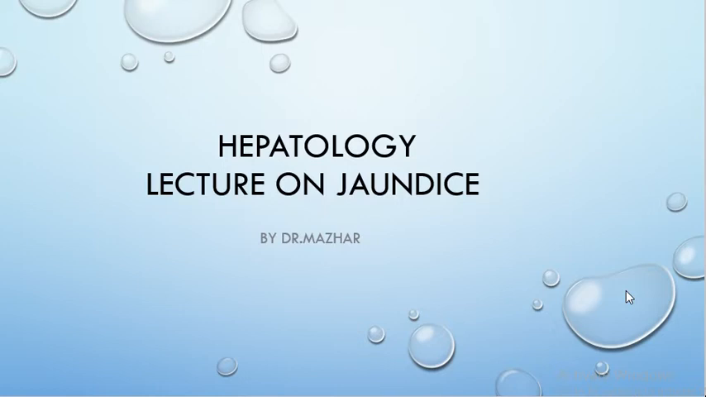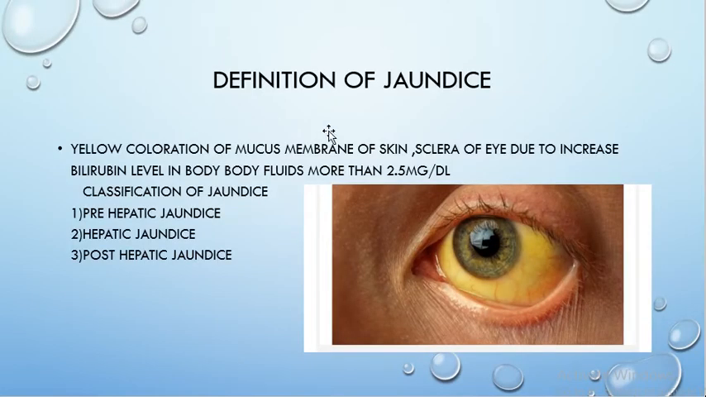So actually, what is jaundice? Today I will talk about this. The definition of jaundice is a yellow coloration of the mucous membrane, skin, or sclera of the eye due to an increased bilirubin level in the body fluids, like plasma, that is more than 2.5 mg per deciliter.